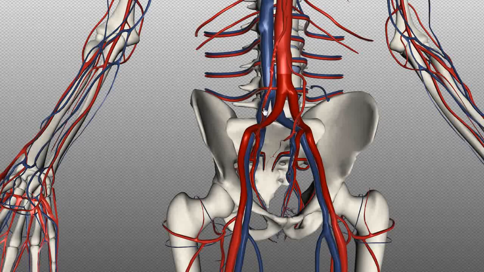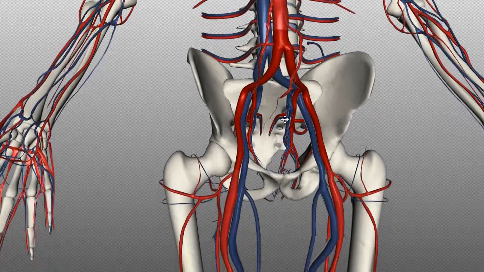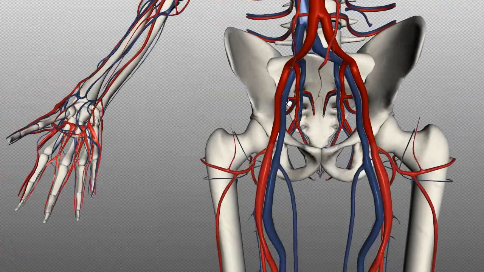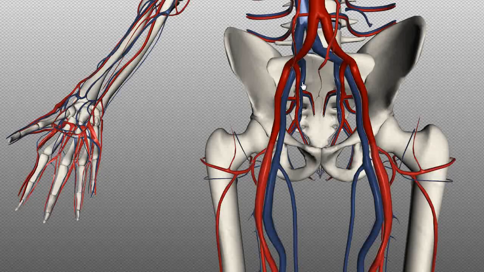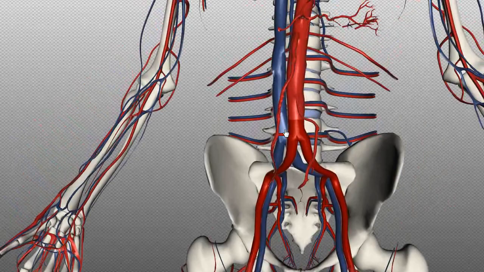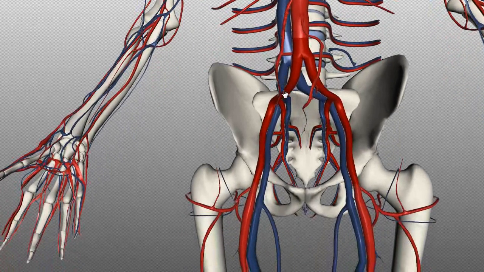So you've got the common iliac veins, the right and left common iliac veins. These split into two: the external and the internal iliac veins. The external and the internal iliac veins join to form the common iliac vein, and that converges with its counterpart to form the inferior vena cava. So you've got the common iliac vein, which splits into the external and internal iliac vein.